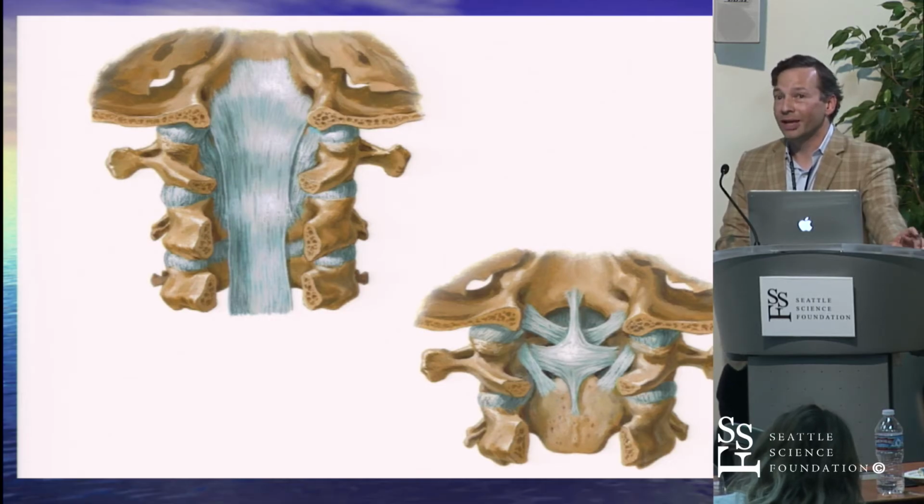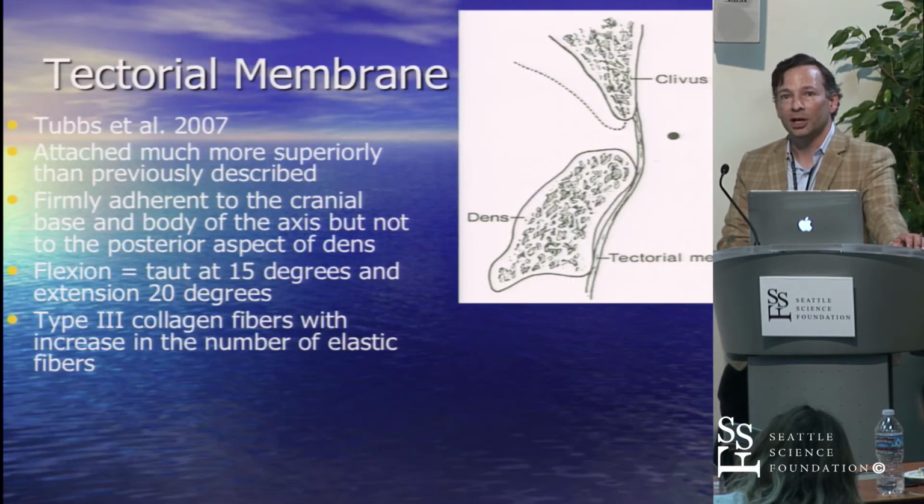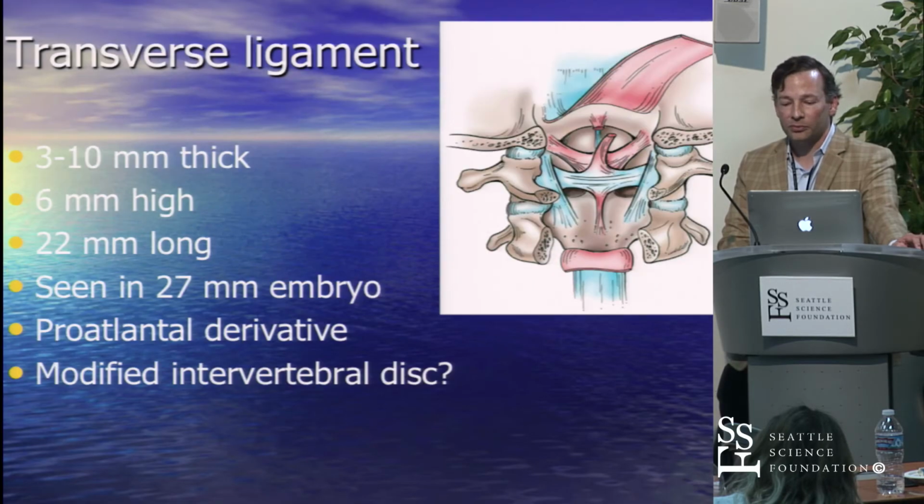If that's reflected inferiorly, you get the slide shown there to the right, showing the cruciate ligaments, alar ligaments, and the accessory atlantoaxial ligaments. The tectorial membrane, we've looked at this in some detail in cadavers, and it has a much higher superior attachment. It has more elastic fibers than its derived structure, the posterior longitudinal ligament, and it becomes taut in flexion at about 15 degrees and taut in extension at about 20 degrees.